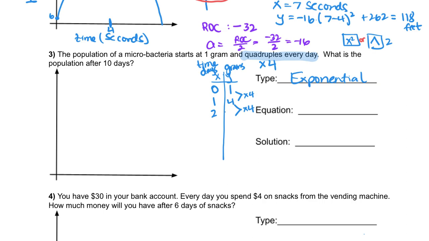4 times 4 is 16. At 3 days, we are going to multiply by 4 again. And that's 64. You can see we're getting big pretty quickly. And we're probably not going to want to plot more, but just to see what's happening on the graph, 64 times 4 is 256 grams. So it's going up really quickly.